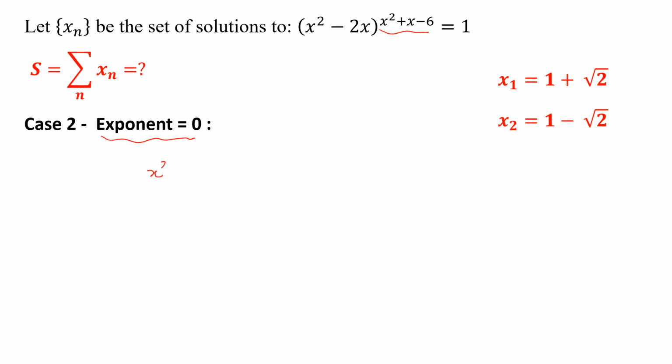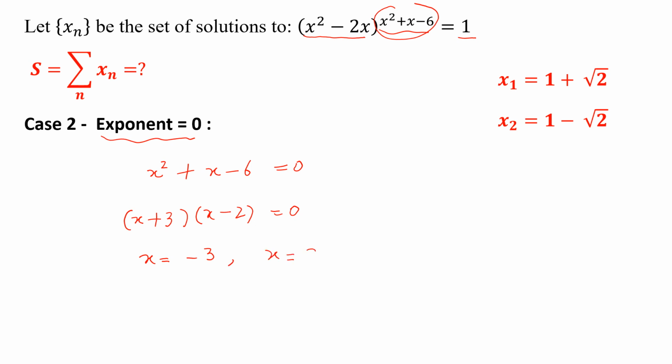So x square plus x minus 6 equal to 0. If we take this exponent 0, then x square minus 2x to the power 0 will be equal to 1. If we factorize this, this will be equal to x plus 3 into x minus 2 equal to 0, and x equal to minus 3 or x equal to 2. But if we put x equal to 2 in this equation, we will get 0 to the power 0, and this is undefined. So the third root is x equal to minus 3.